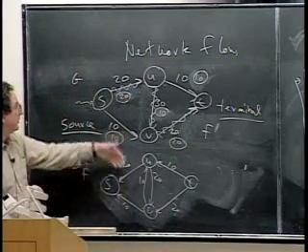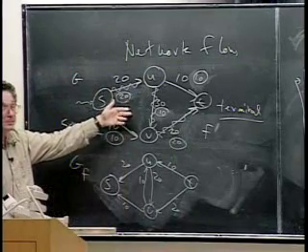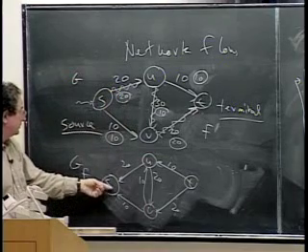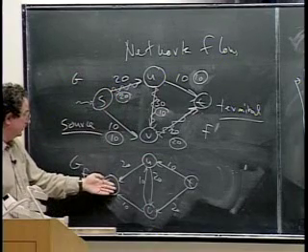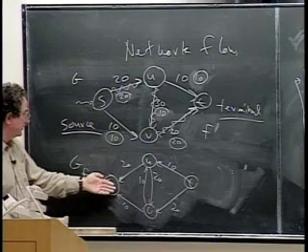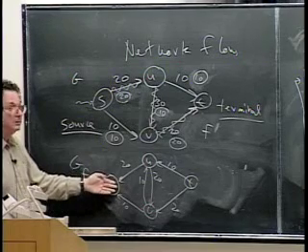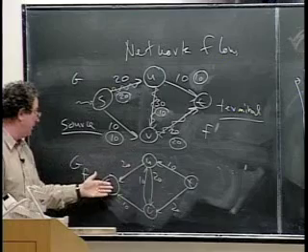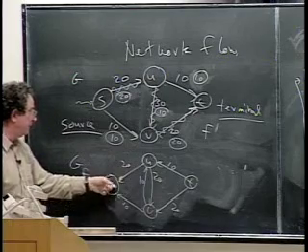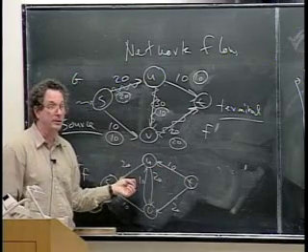So this was the residual graph for this flow, and the algorithm says find an ST path if there is one, a directed ST path. Well, there isn't one, because there's no edge in the residual graph that goes out of S. There's no longer a path from S to T in the residual graph, and so the algorithm says stop.